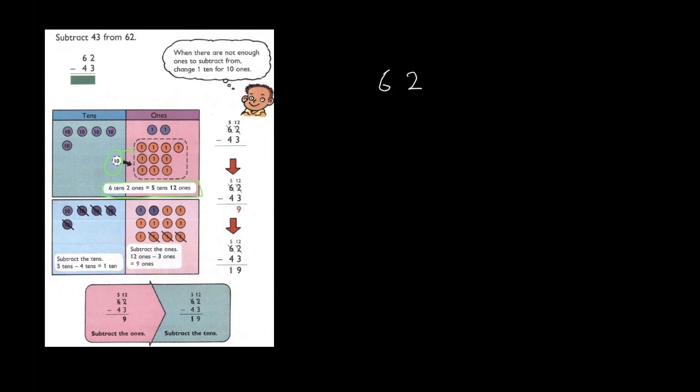So now you can think of this as a very important idea: you're thinking about 6 tens and 2 ones as 5 tens and 12 ones, and this is what is happening. So please note that when you have 62 minus 43, this is saying that 6 tens and 2 ones we want to think of as 5 tens and 12 ones.